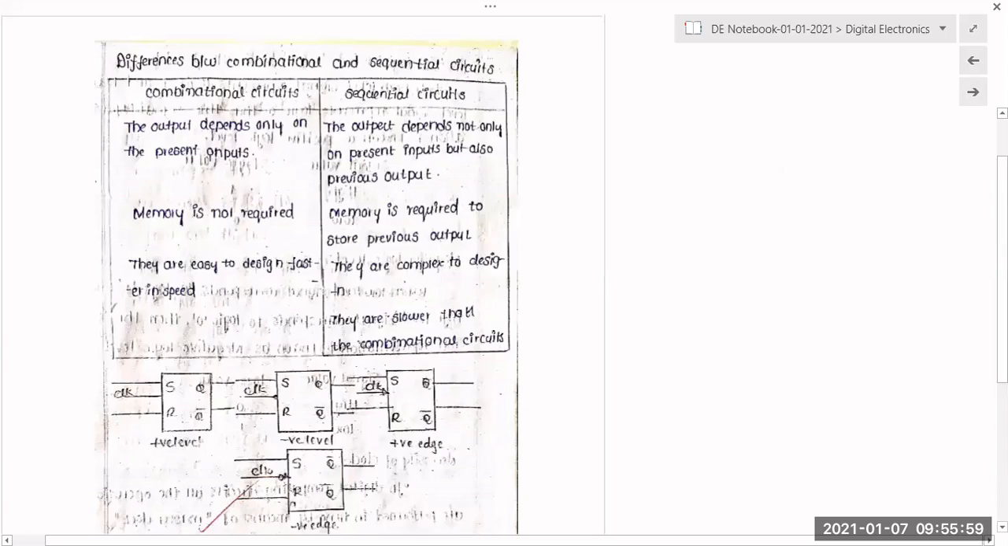And what are the differences between combinational logic circuits and sequential logic circuits? In a combinational logic circuit, the output depends only on the present inputs. But in sequential logic circuits, the output depends not only on the present inputs, but also on the previous output. Is memory required or not required in combinational logic circuits? Can anyone tell? Not required, sir. Memory is not required because I don't want to store the previous output. But here I have to store the previous output, అందుకని నాకు memory అనేది కావాలి. Combinational circuits are easy to design and faster in speed, but sequential circuits are complex to design and slower than the combinational logic circuits. Okay, these are the differences.